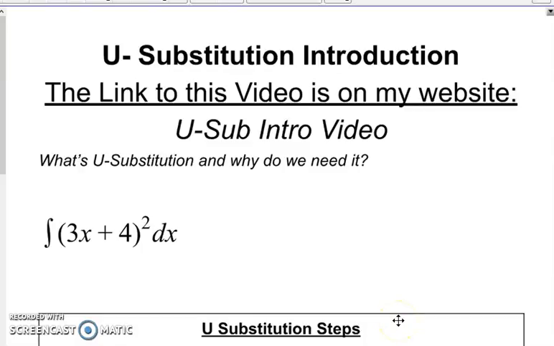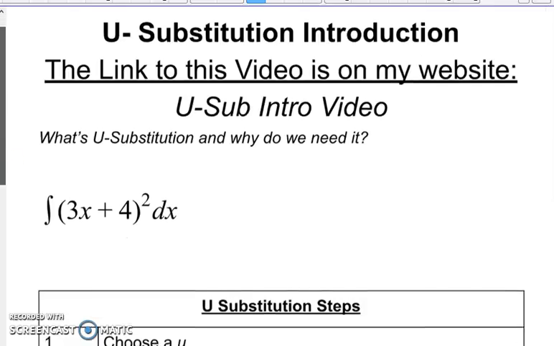Hey everybody, Mr. Covey here, and today we're going to talk about U substitution. So this is a technique for taking antiderivatives that we haven't talked about yet.